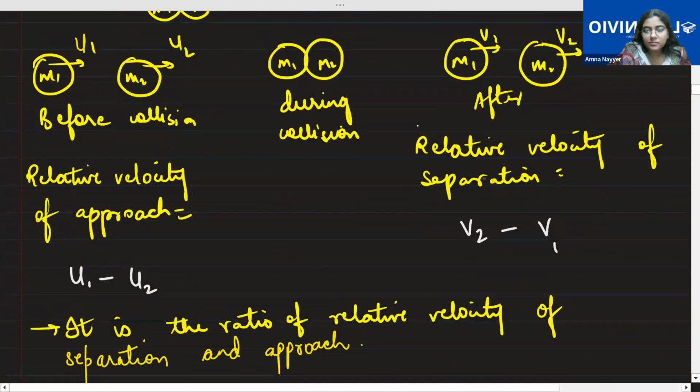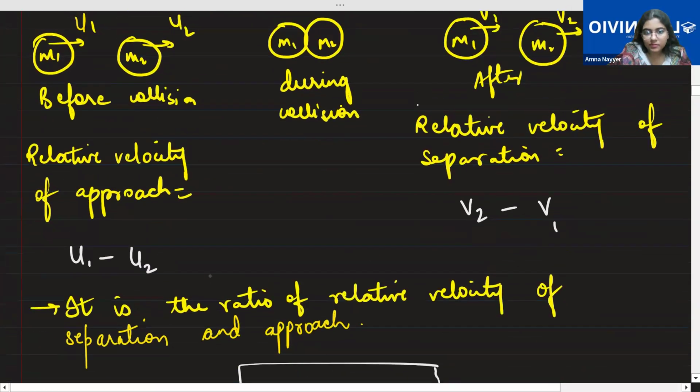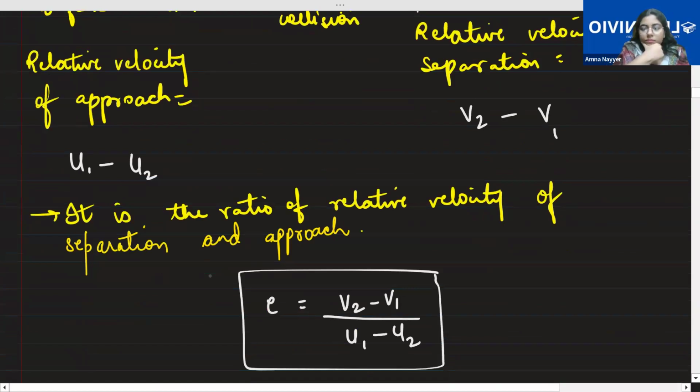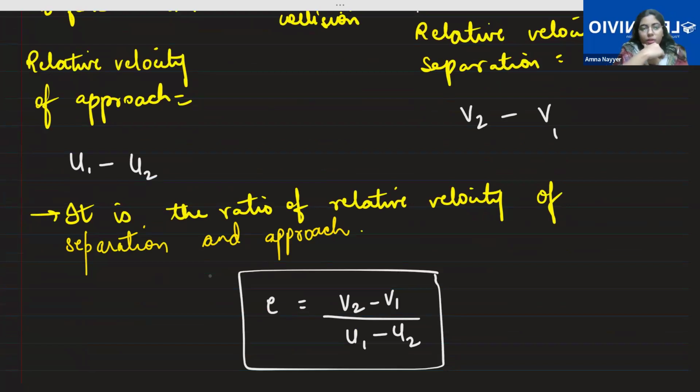Ma'am, it is velocity by collision. It's velocity by symbol velocity only. See, it's E. It is velocity by velocity. E, and the formula is v2 minus.